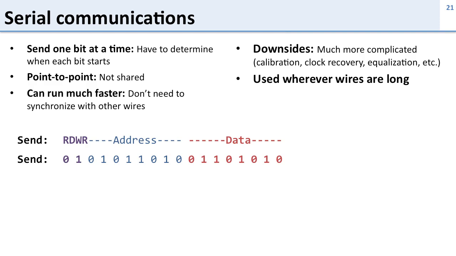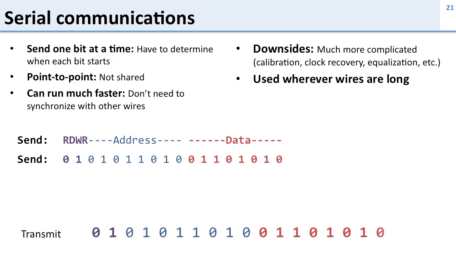So let's take a look at sending some serial data. Here I'm going to send the same data I had before, but I don't have a clock and I only have one wire, so I'm going to have to send one bit after another. You can see I send the control data first, then the address, then the data. So how are we going to actually transmit this? Well, we're going to transmit it in order, so the first bit's first and the last bit's last.